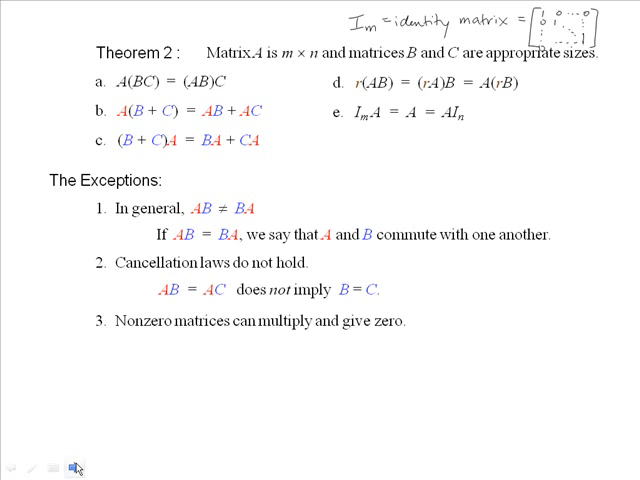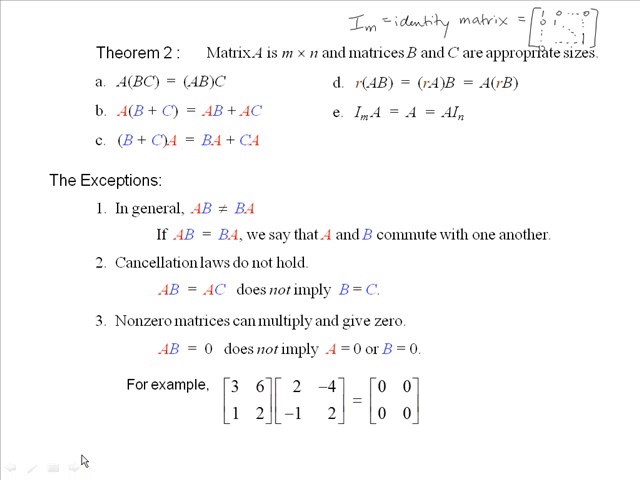3, non-zero matrices can multiply and still give 0. So what we mean then is that if I have two matrices multiplying together equal to 0, then that does not mean that A was 0 or B was 0. And this is what we commonly used in algebra. When I was multiplying two things to give 0, then we knew in algebra that that meant one of them was 0. But here's an example where I'm multiplying two non-zero matrices and I get the 0 matrix.